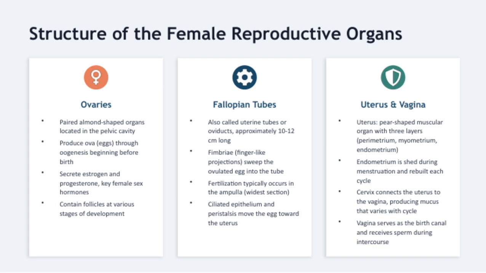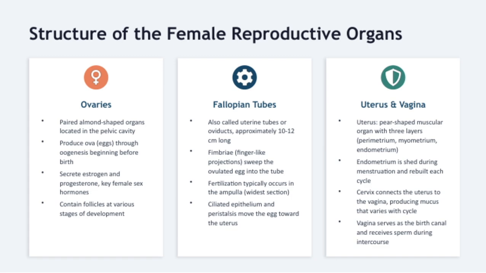Now, focusing on the fallopian tubes, also called uterine tubes or oviducts. These are about 10 to 12 centimeters long and are paired, almond-shaped organs located in the pelvic cavity. The fimbriae, which are finger-like projections at the end of the tubes, sweep the ovulated egg into the tube. Fertilization usually occurs in the ampulla, which is the widest section of the tube. From there, ciliated epithelium and peristalsis work together to move the egg toward the uterus.